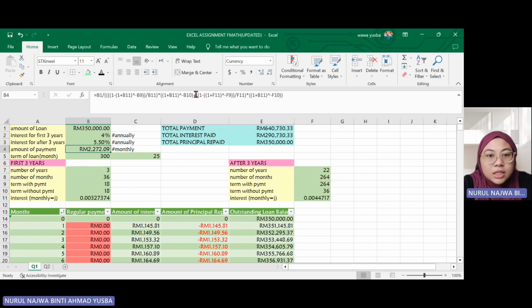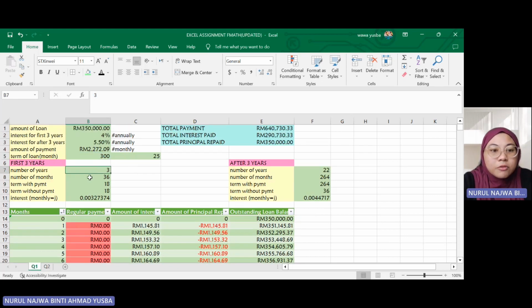And this is different because we have variable interest, so a different equation. And then the term of loan is 300. For the first 3 years, number of years is 3, number of months 36, which is 3 multiplied by 12. And then the question also stated that there is no payment within 18 months. So term without payment is 18, and term with payment is also 18, because 36 minus 18 is still 18.